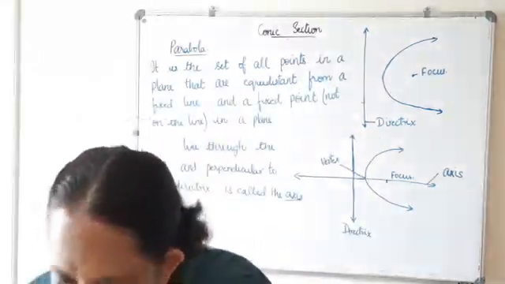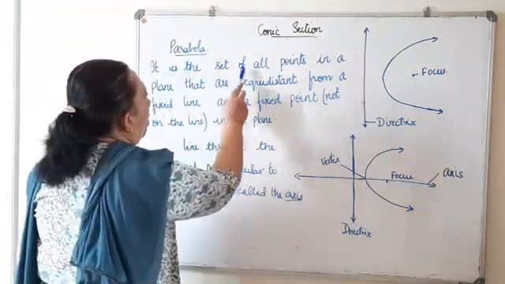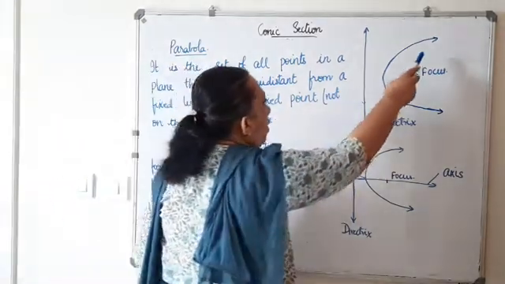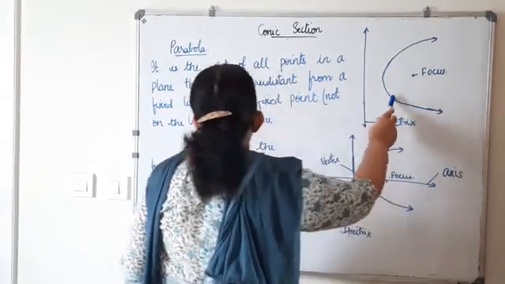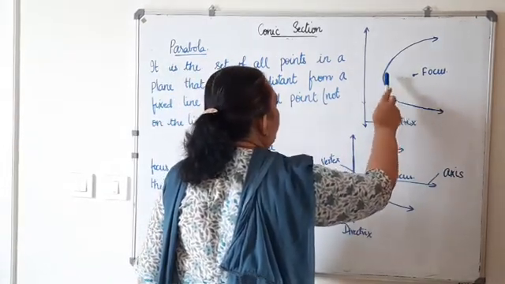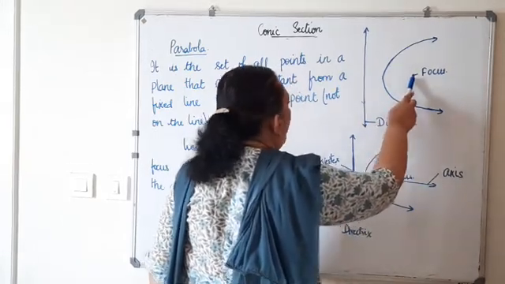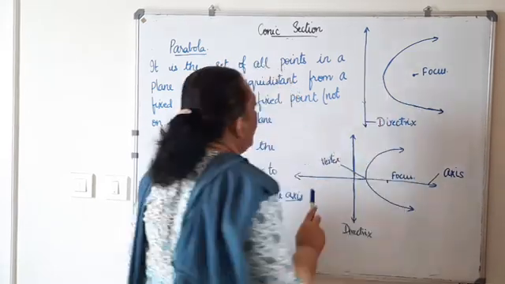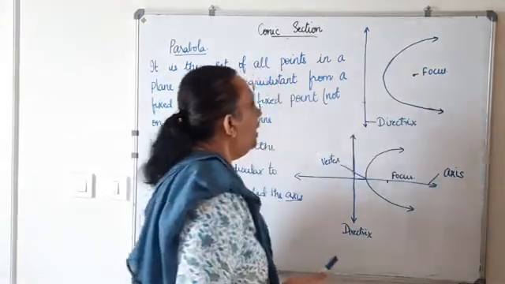Now let us consider the definition of the parabola. A parabola is the set of all points in a plane that are equidistant from a fixed line and a fixed point. The fixed point should not be on the line. Then the locus of all such points constitutes what is called a parabola.